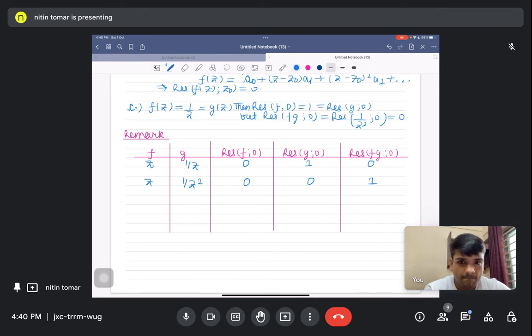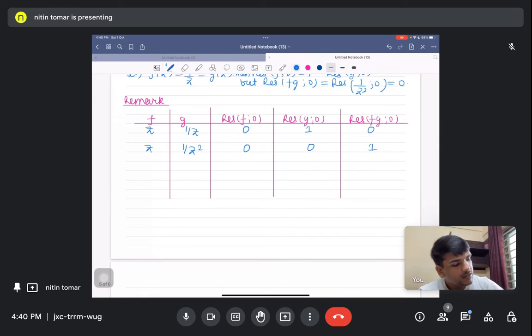How do we find residue and slope? Oh, you don't know how to calculate residue. Residue of f at z0 is the limit as z tends to z0 of (z minus z0) into f(z). Yeah, that is one formula.